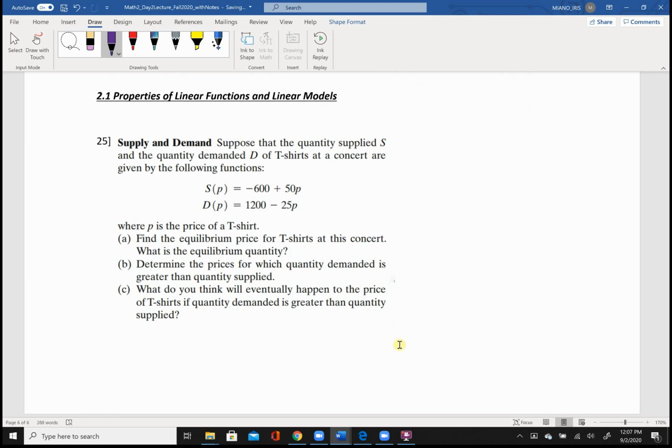In any event, let's talk about the supply and demand set of linear functions. P is the price of the t-shirt. We want to A, find the equilibrium price for t-shirts at this concert. What is the equilibrium quantity? In order to find equilibrium, you simply set supply functions equal to demand functions. Okay, so this is for part A.